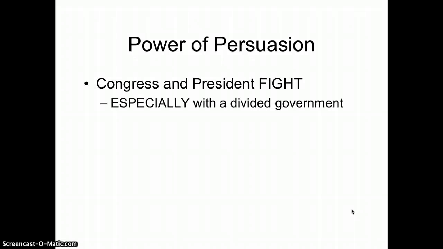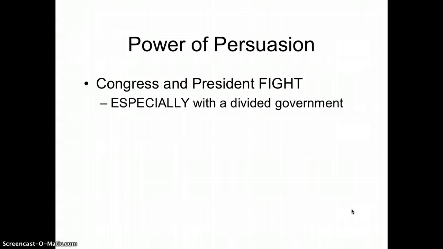Now we're going to look at the power of persuasion. Congress and the president fight, especially when we have a divided government. Remember, divided government is when either the presidency, the House of Representatives, or the Senate is controlled by different political parties. So, for example, when Obama was first elected, we were actually a unified government because the president was a Democrat, the House of Representatives had a majority of Democrats, and the Senate had a majority of Democrats. But then in 2010, Republicans managed to take control of the House of Representatives. So we've been divided since 2010, which is why elections are so important to everyone, even people who don't have to run for re-election. So the president now is a Democrat, the House of Representatives is Republican, and the Senate is Democrats. But you need all three branches to agree on a law to make it happen.